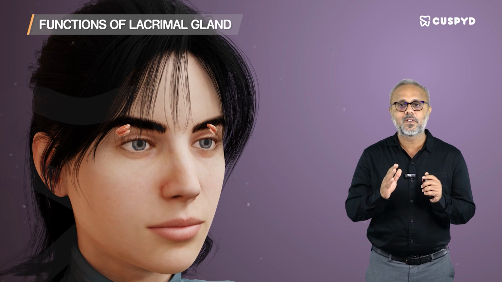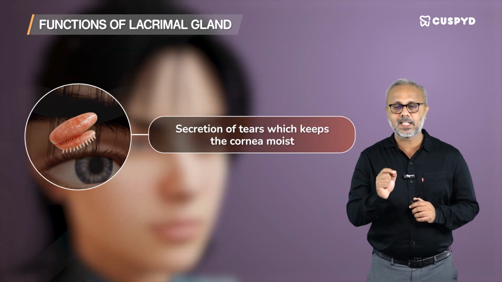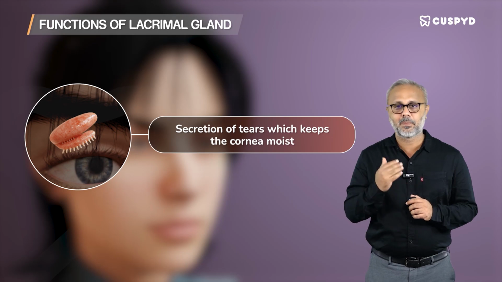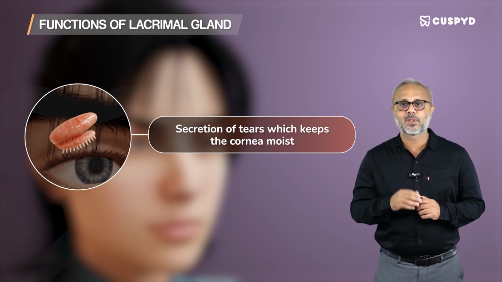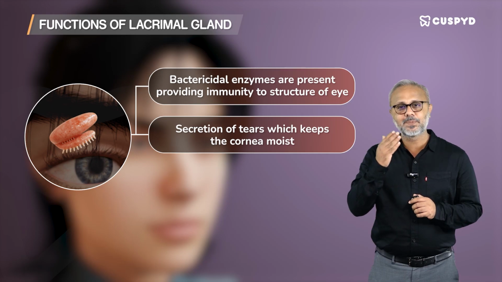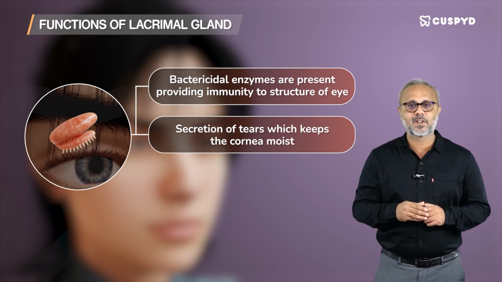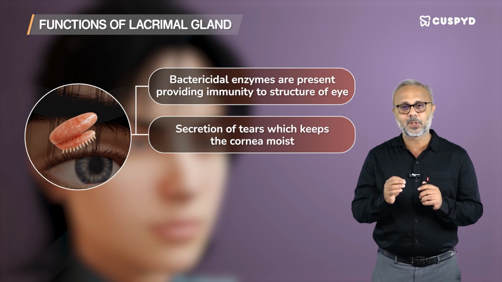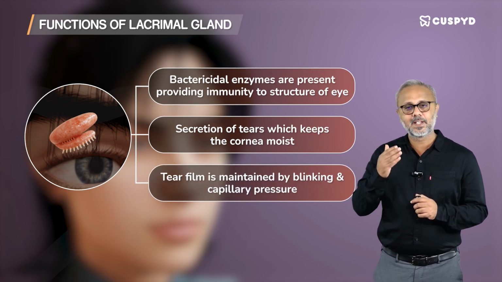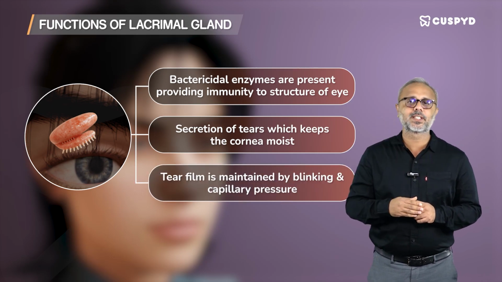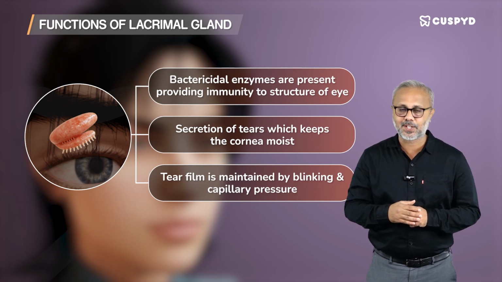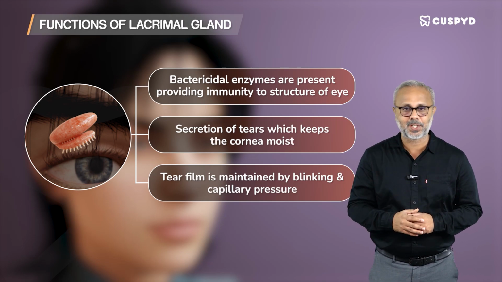The function of lacrimal gland is secretion of tears which keep the cornea moist. The composition of the tears is bactericidal. It also helps in performing the immune function of protecting the structures of the eye, right? The tear film is maintained over the surface of the cornea mainly by the blinking action and the capillary pressure.